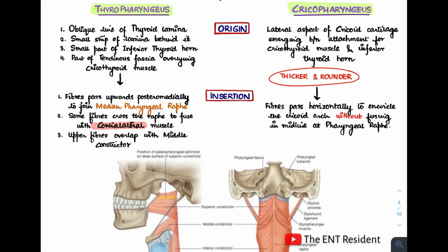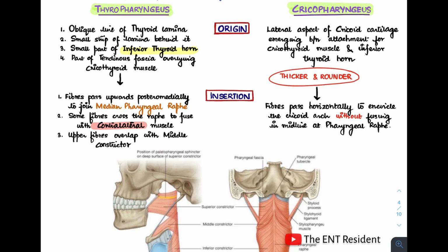It originates from the oblique line of the thyroid lamina, a small strip of lamina behind it, a small part of inferior thyroid horn, and part of tendinous fascia overlying the cricothyroid muscle. So basically, most of it is getting originated from the thyroid cartilage.